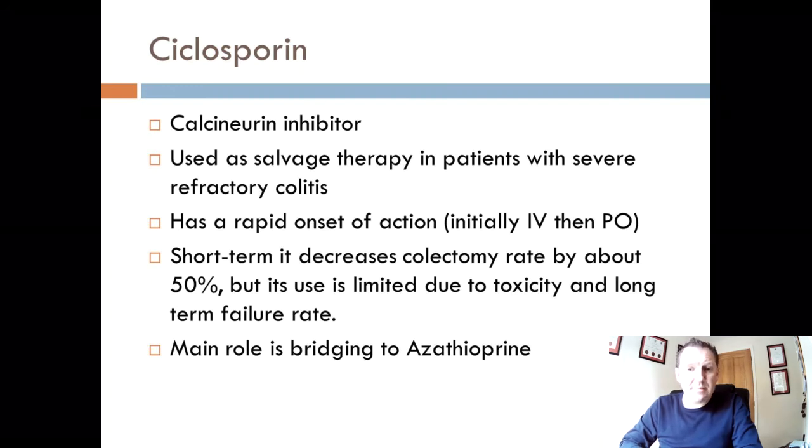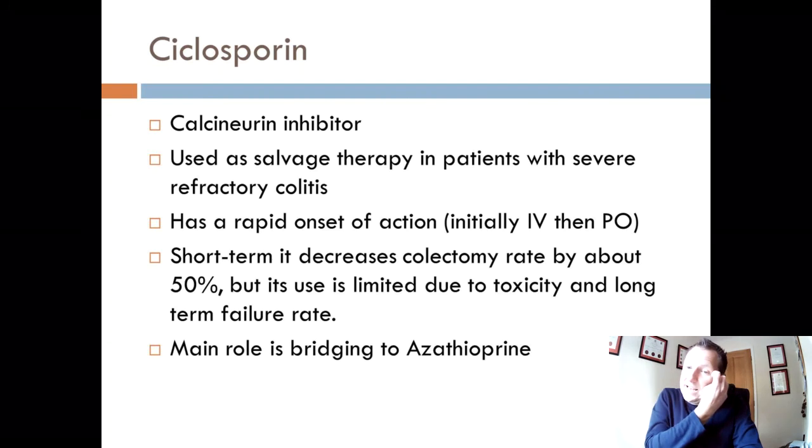It's a calcineurin inhibitor, and it's used as salvage therapy in patients with severe refractory colitis. It's got a very rapid onset of action, and initially we give it intravenously and then orally once they're getting better. And short term it will decrease the colectomy rate by about 50%, but its use is limited due to toxicity and long-term failure rates, and therefore its main role is in those patients who aren't already on azathioprine or are on a low dose of azathioprine and bridging them to azathioprine becoming effective.